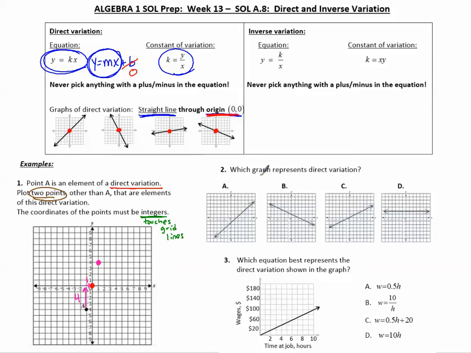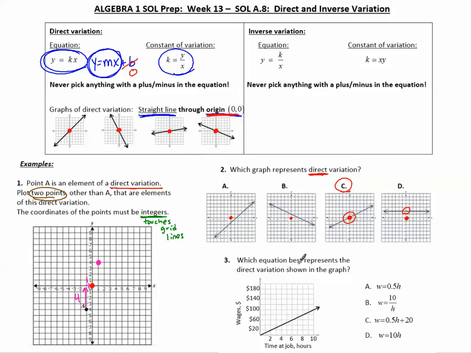Number 2, which graph represents direct variation? So remember, direct variation has to go through the origin. This one does not go through the origin, since the origin's down here. This is the only one that goes through the origin. So C is the correct answer. Notice the origin is not on the line in the other two graphs.